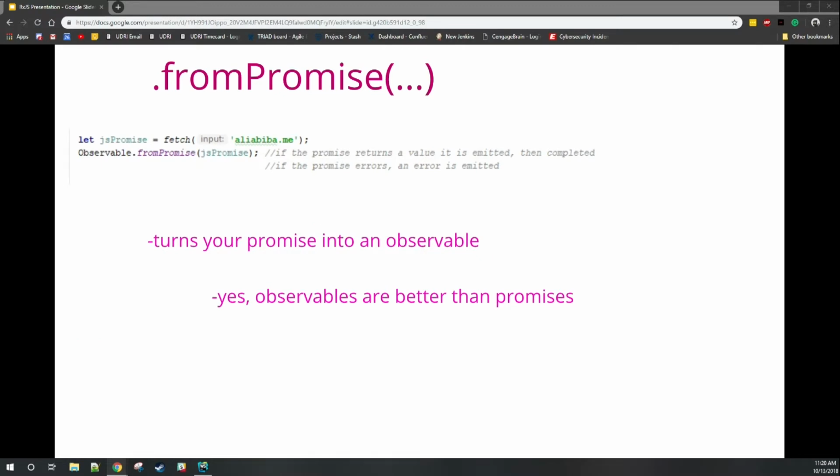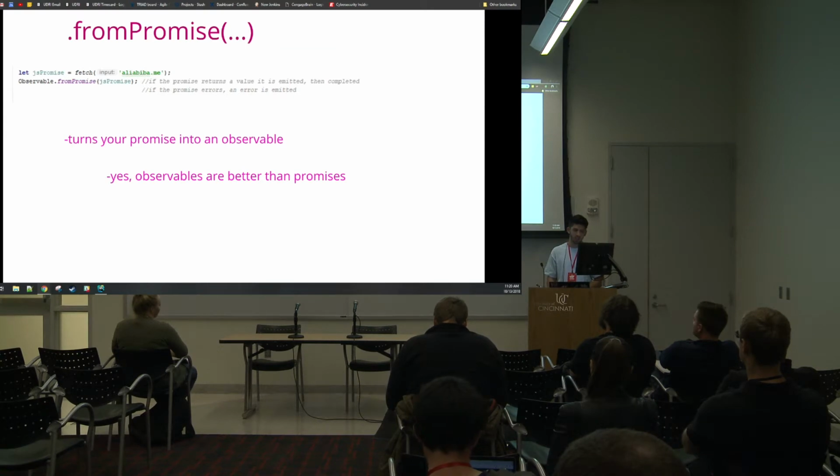Here's fromPromise. You can turn your promise into an observable. Pretty self-explanatory. Promises save us from callback hell. Observables are saving us from promise hell. So I think it's definitely the next step after promises.